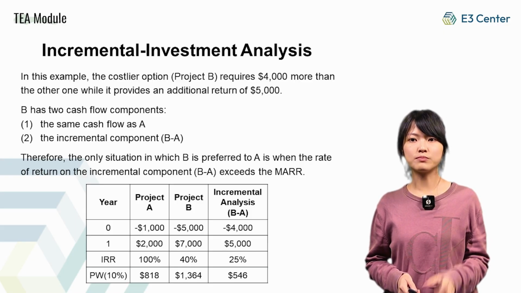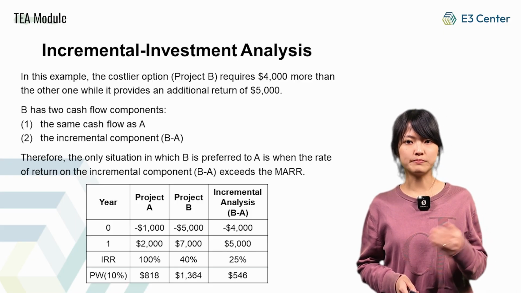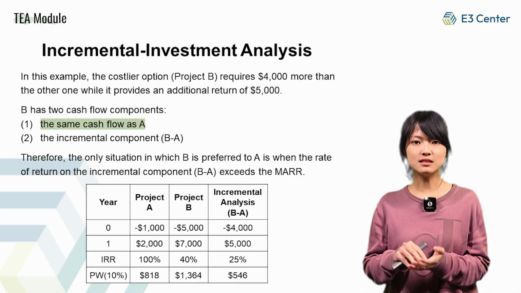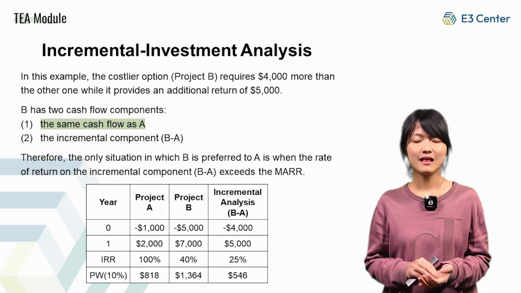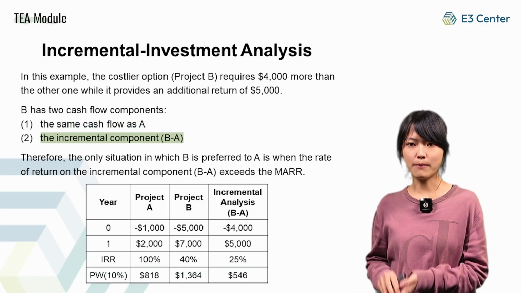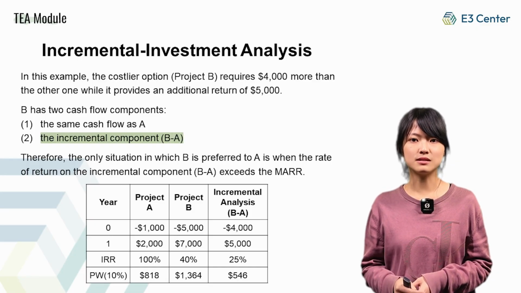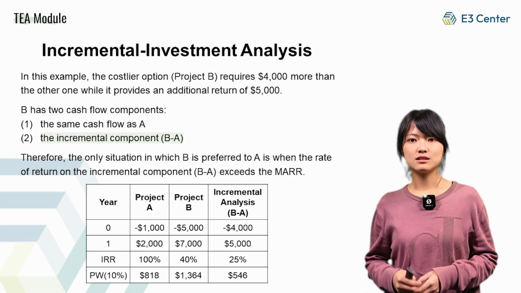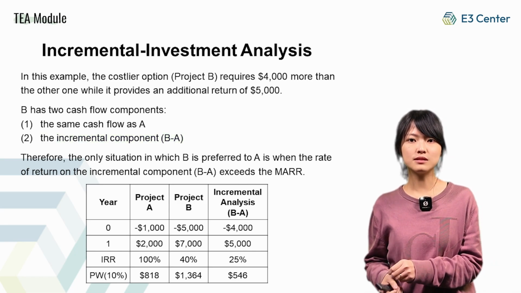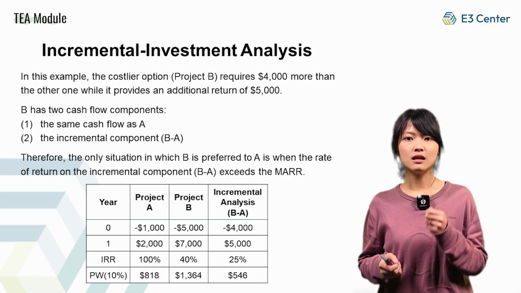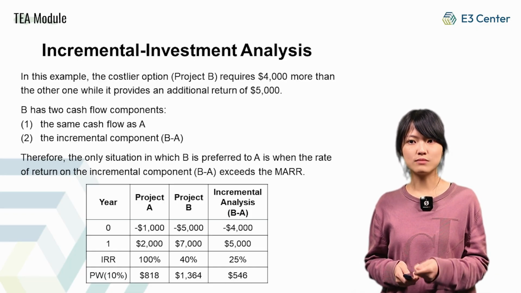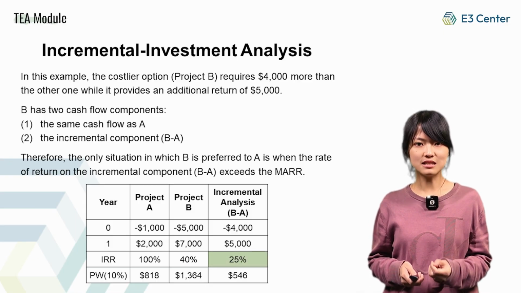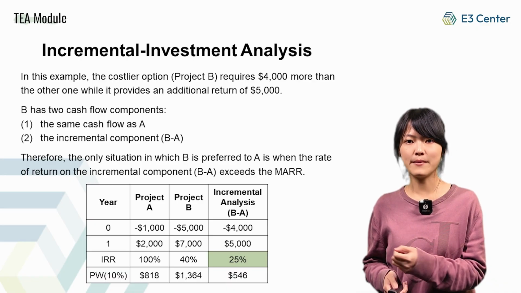To analyze this properly, we break down the cash flows of Project B into two components. The first component is the base one, which is identical to the cash flows of Project A. The second is the incremental component, which is the additional investment and the return that Project B involves over Project A. To decide whether the additional investment in Project B is justified, we calculate the IRR on the incremental cash flows, which is 25%. This IRR needs to be compared against the MARR.